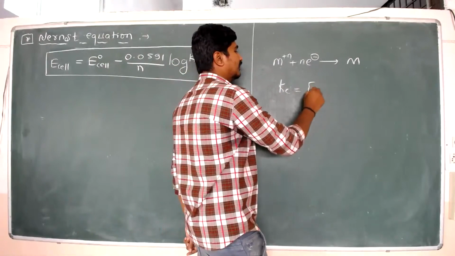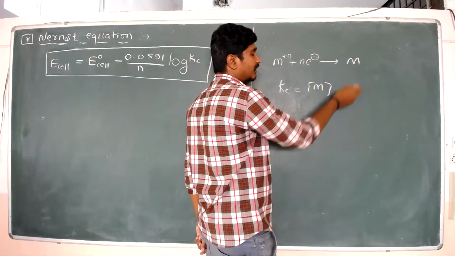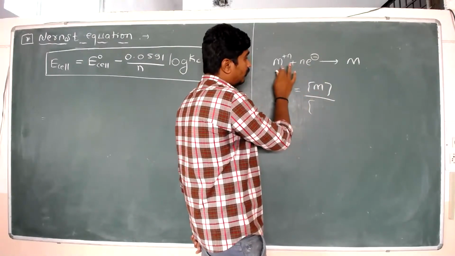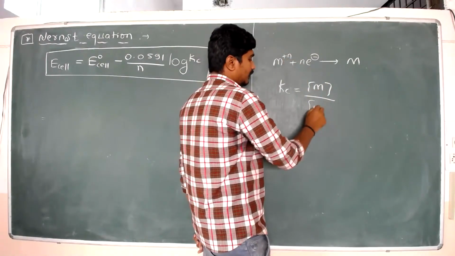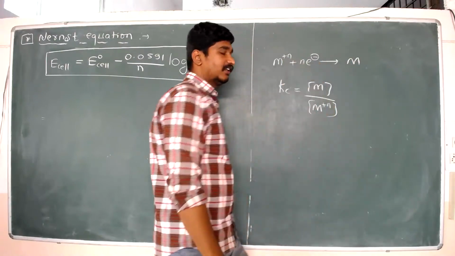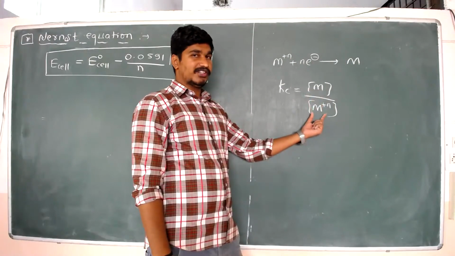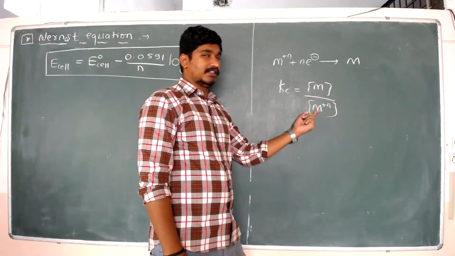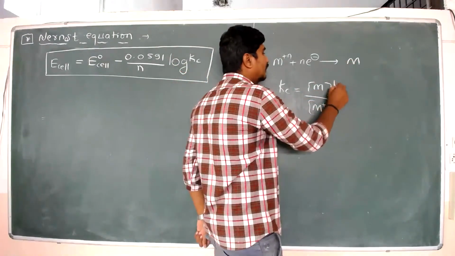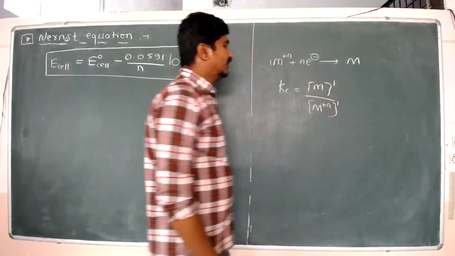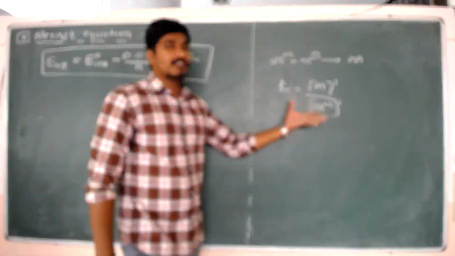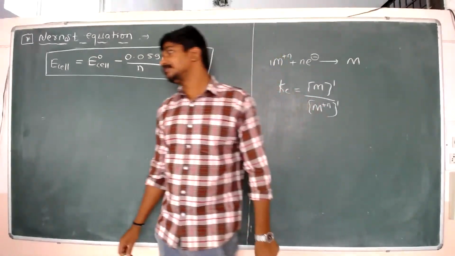Kc is equal to the concentration of the product. Only one product is there, therefore only M, the concentration of metal. The reactant is also only one, that is M to the power n plus, the metal ion. Here metal is the product, metal ion is the reactant. Therefore, concentration of M divided by concentration of this metal ion, product by reactant. Right? Now here the coefficient is 1, here the coefficient is also 1, therefore this one is the equilibrium constant. In this way, we can write the Kc values for different reactions.